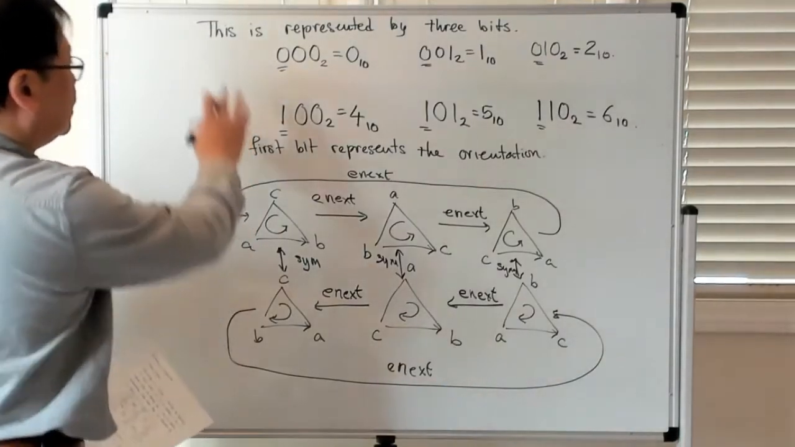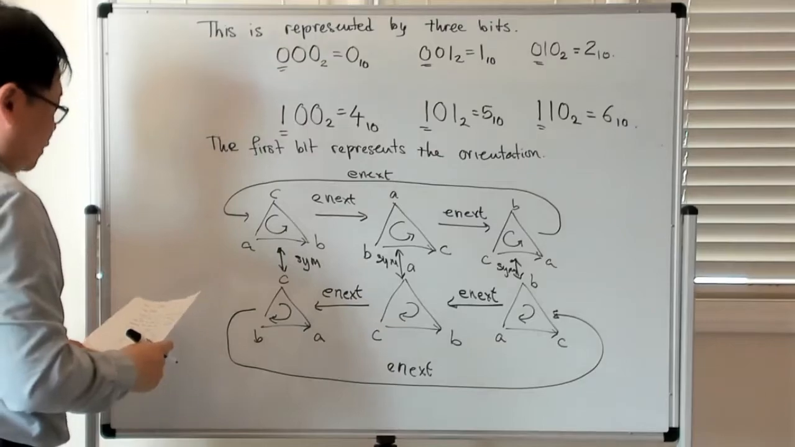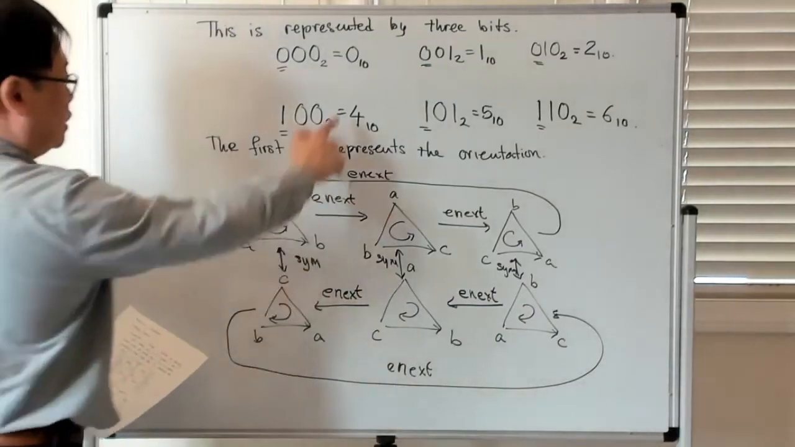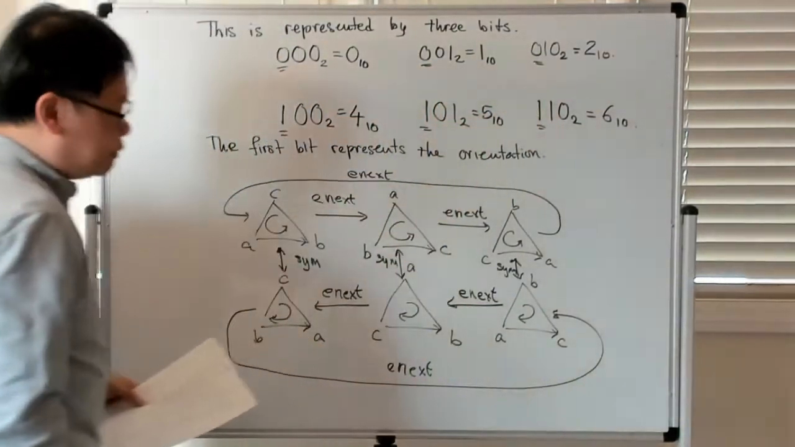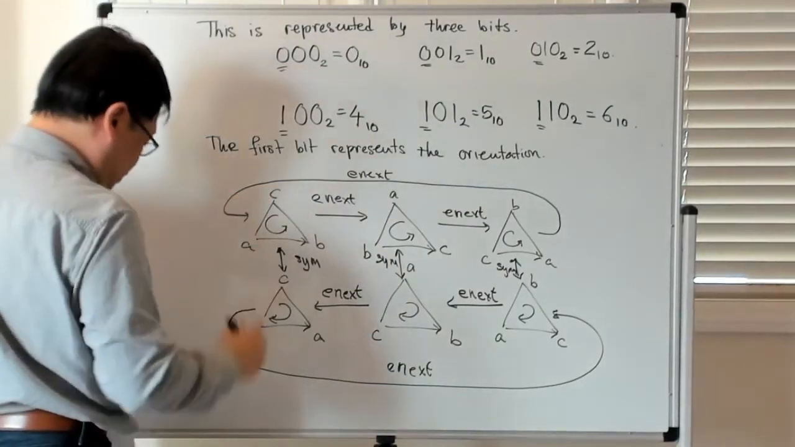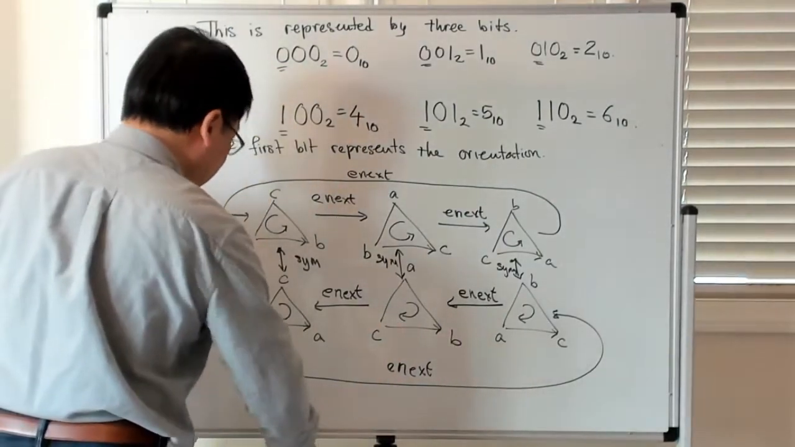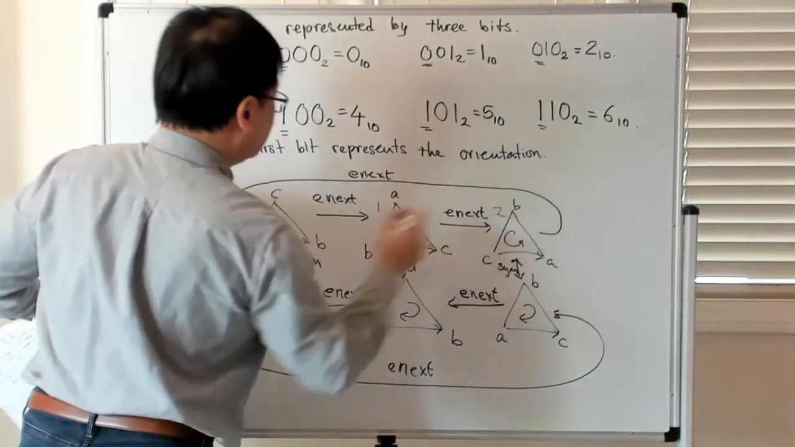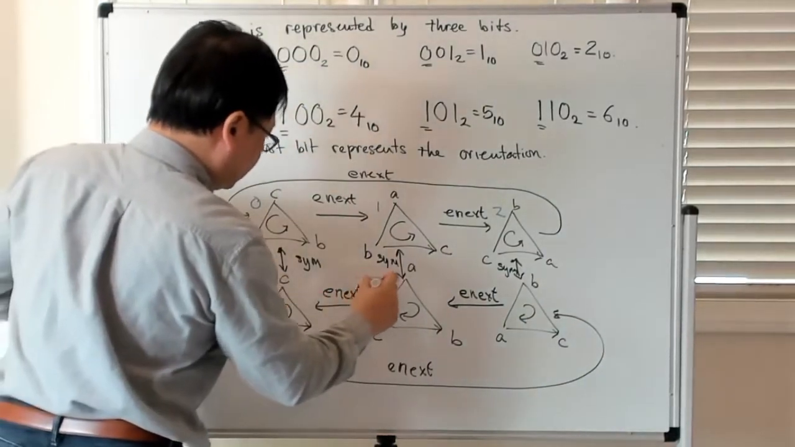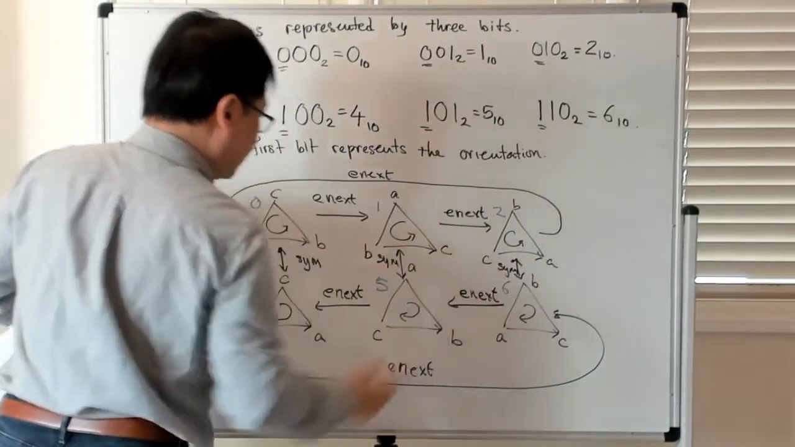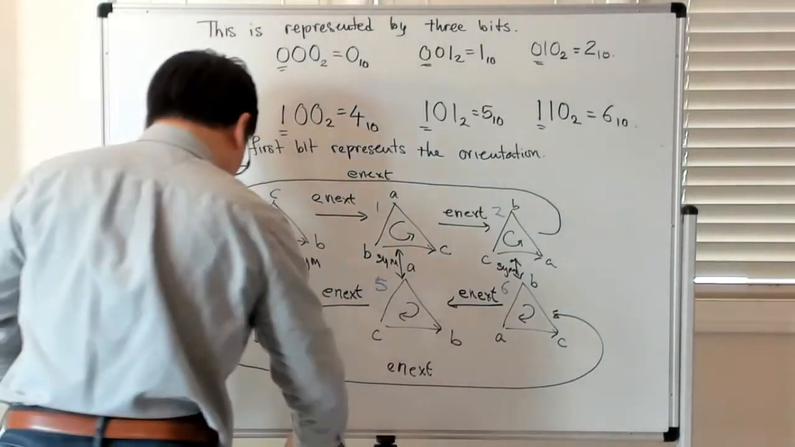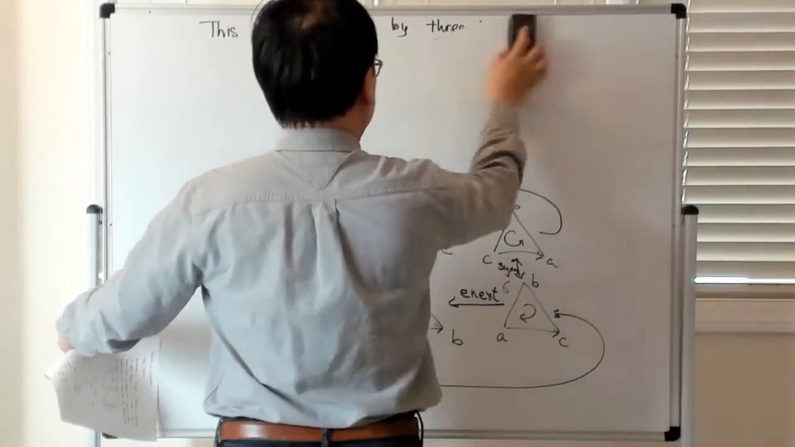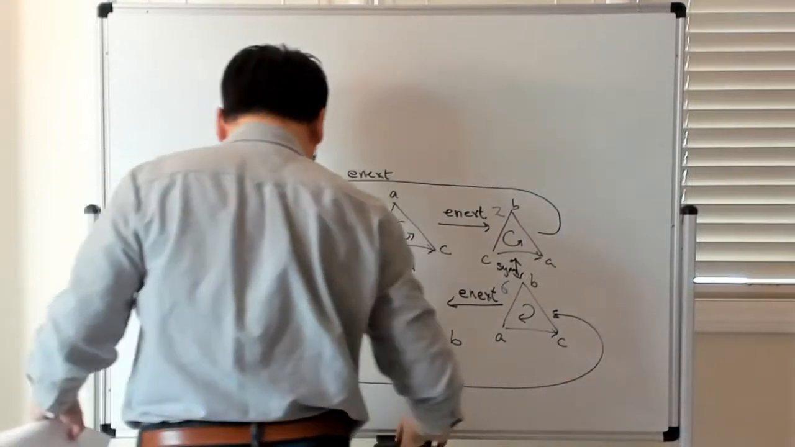So I'm just going to erase this part and write down the expression for eNext as well as sim using the decimal representation. But let me remind you what the numbering is. So this is just 0, this is 1, this is 2. This is 4, this is 5, and this is 6. Okay, so with that in mind, let's write down what those operations actually look like.